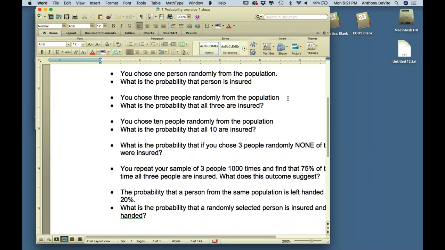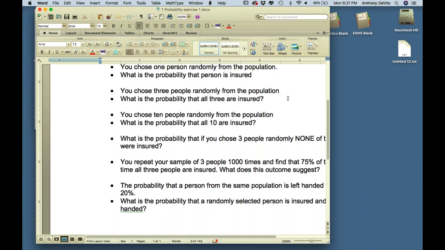So it's 80% that any individual is insured. What's the probability that both people will be insured? Let me put it that way. It'd be 0.8 times 0.8. Just like flipping a coin, right? Let's go back to flipping a coin. If I flip a coin, what's the probability of my getting heads? It's 0.5, right? If I flip a coin again, what's the probability of my getting heads on that second coin? It's 0.5, right? They're independent events.